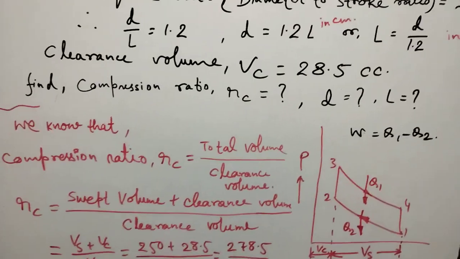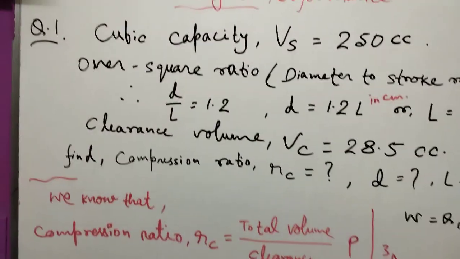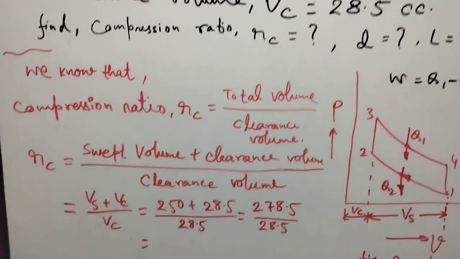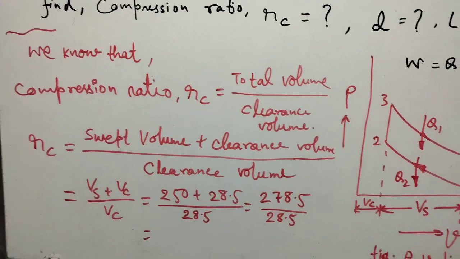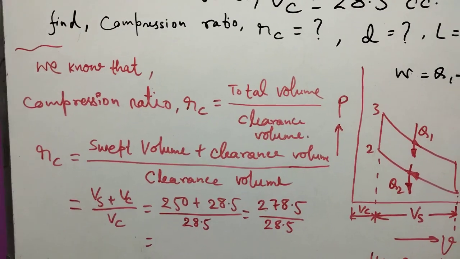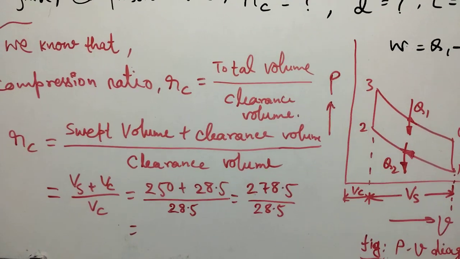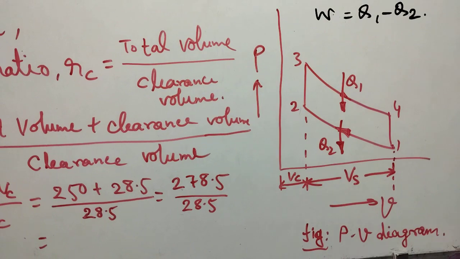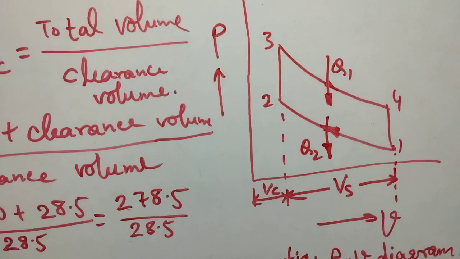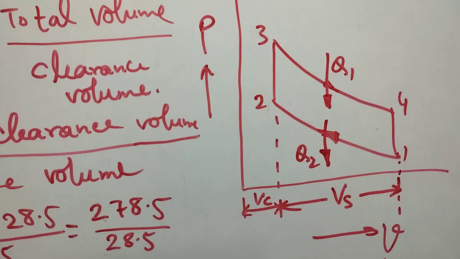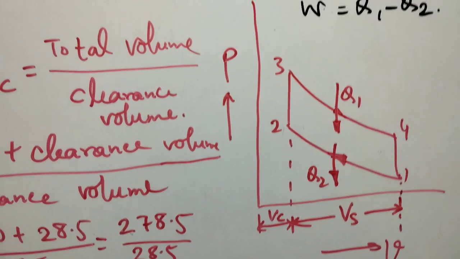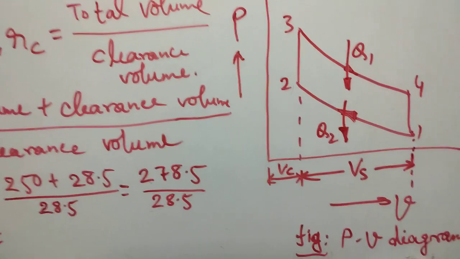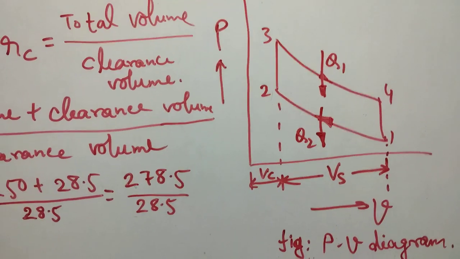Now we solve the third part of question 1. Find out the compression ratio. We know that the compression ratio is the total volume divided by the clearance volume. In a PV diagram, the vertical line is the pressure line, and the horizontal line is the volume line.